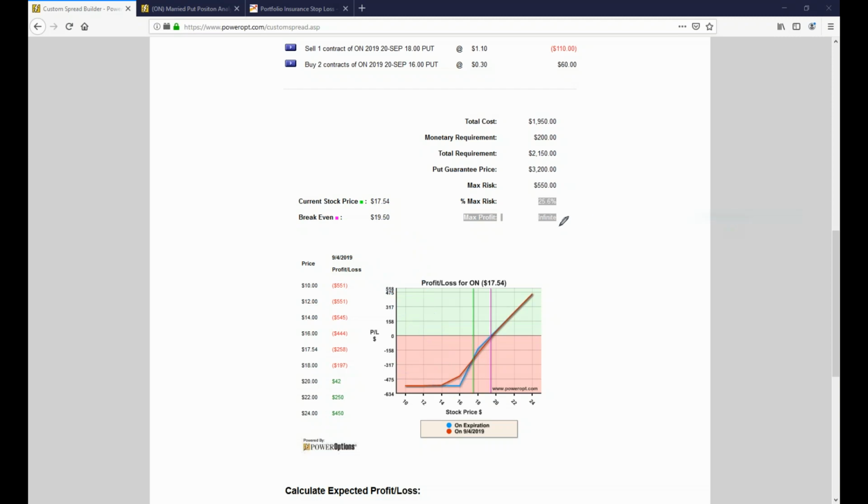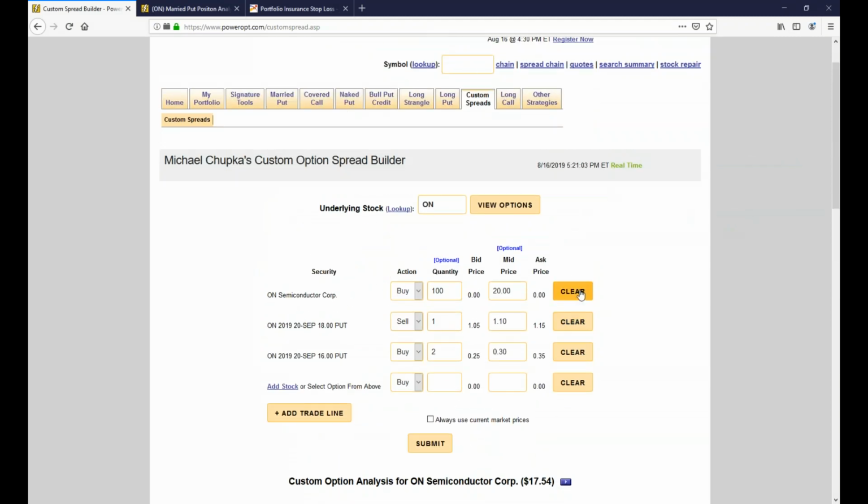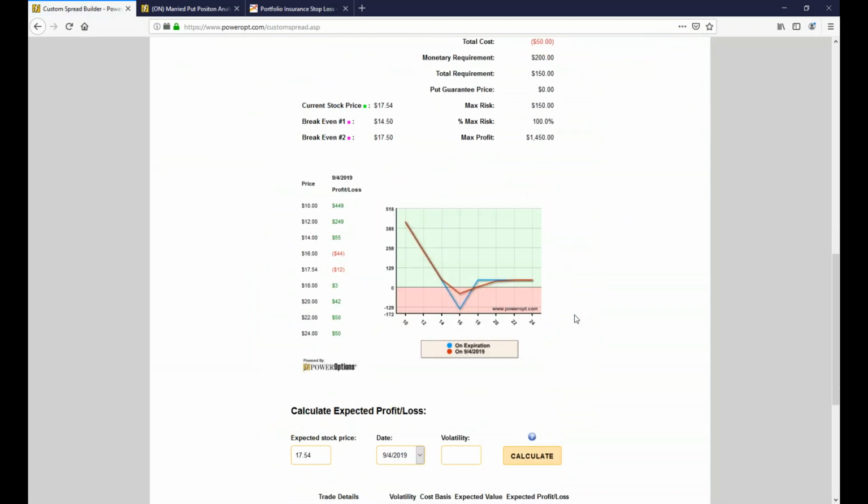Now, let's say you're talking about, I think ON is bottomed, and I don't own the stock, so I'm going to try to play this as a recovery position. Well, no. I can still take a 100% loss, only $150 in this case, but look at the range of Death Valley, $14.50 to $17.50.